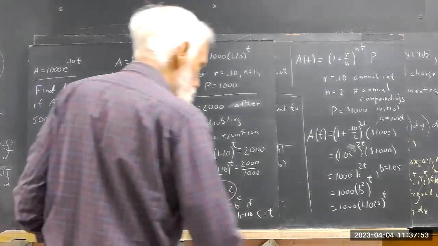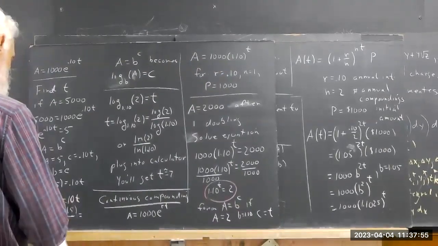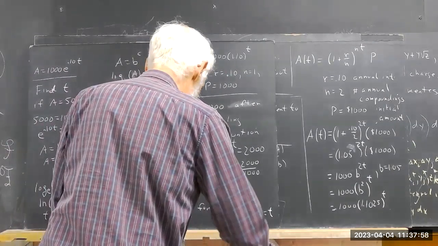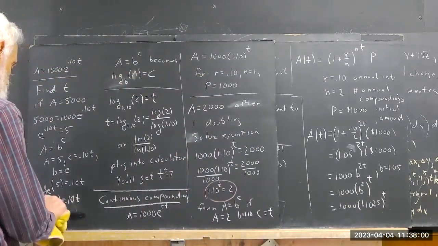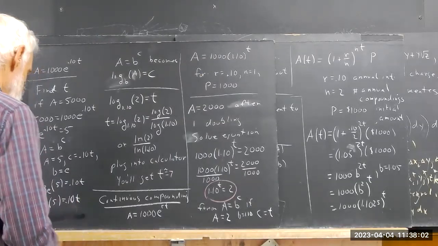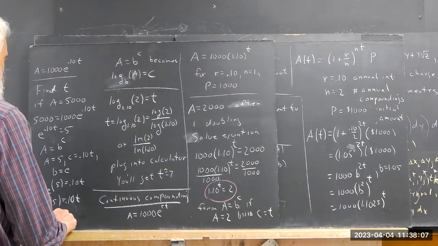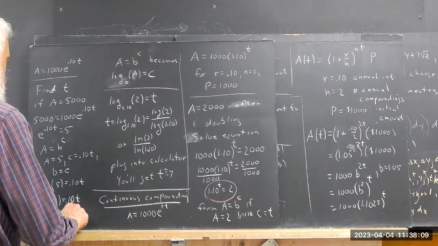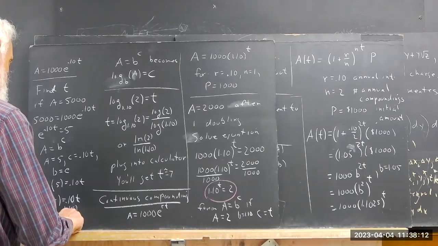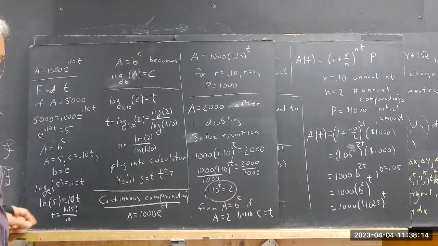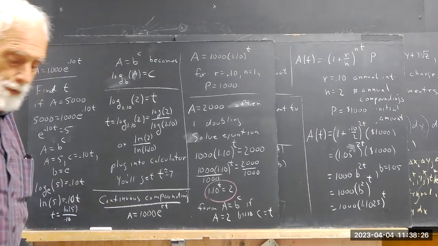When I did that, I was hurrying, and that was not right. Actually, that's right. It's natural log of 5 over 0.10. We just solved this. We divide both sides by 0.10. Your calculator tells you what the natural log of 5 is. Only about 1.6. There you get your result.